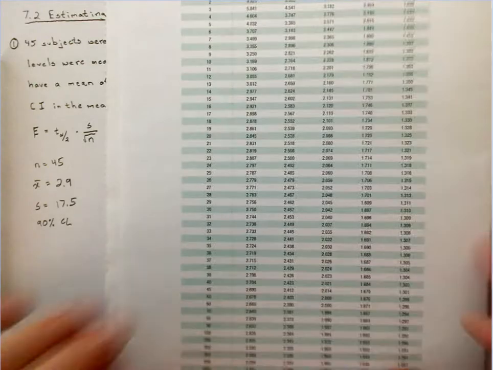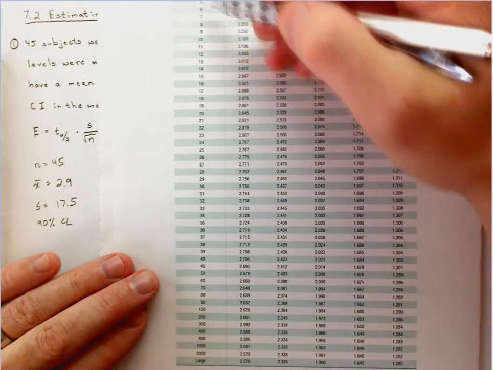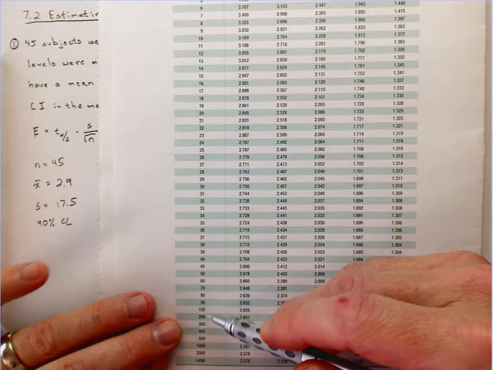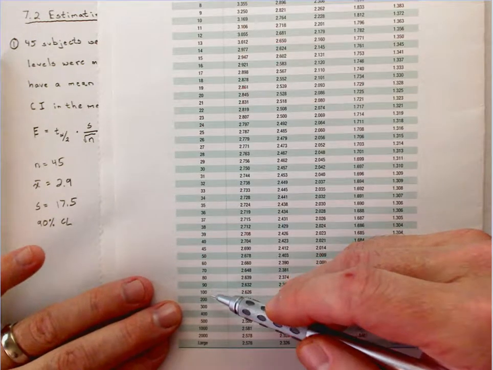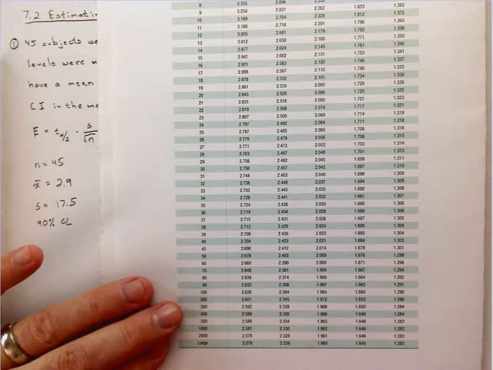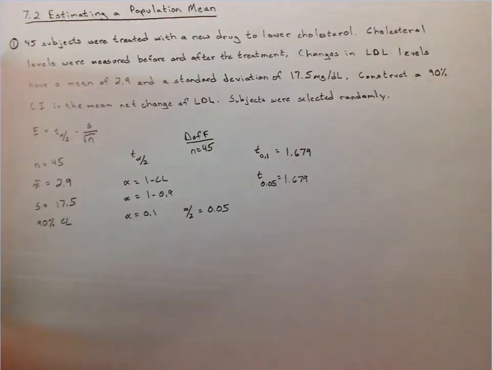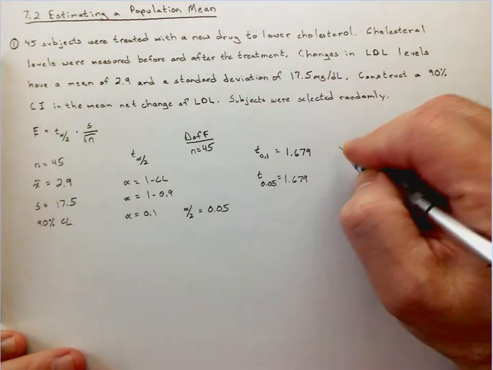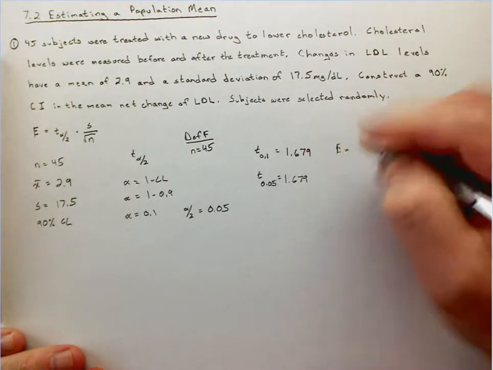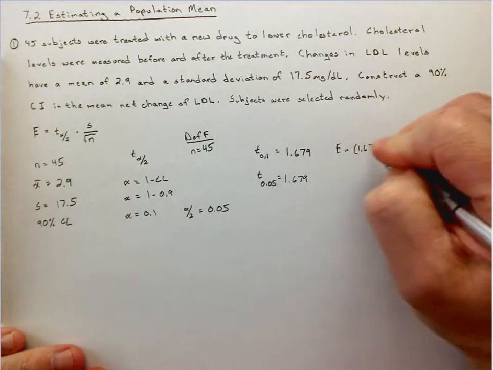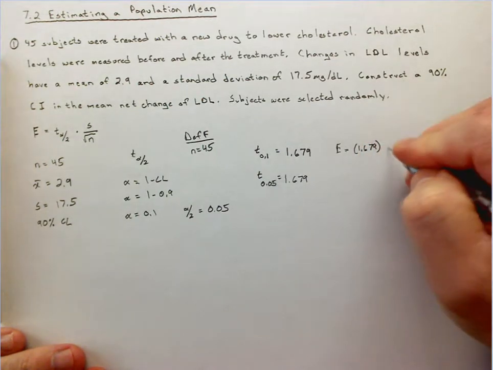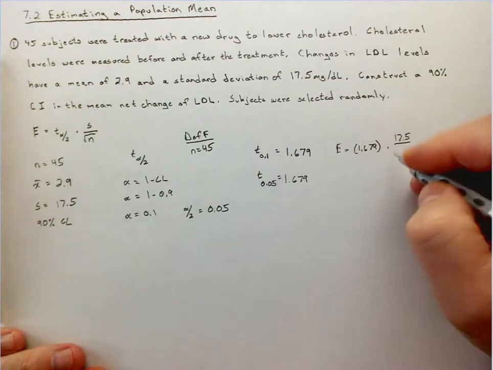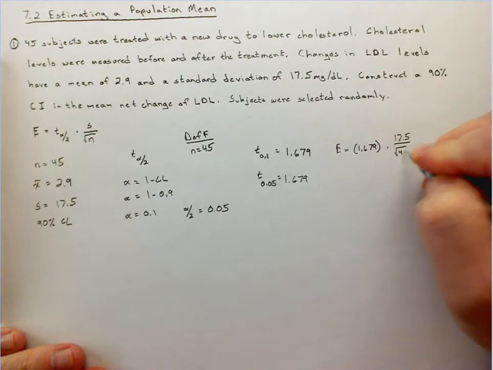Also, with your degrees of freedom, these are listed numerically until you hit 50, and then they go by tens. For your homework problems, round to the closest degree of freedom. Alright, now let's plug into our formula. E equals 1.679 times 17.5 divided by the square root of 45.